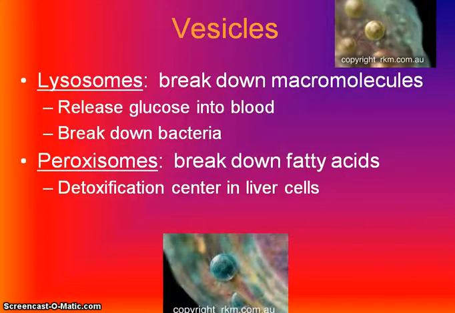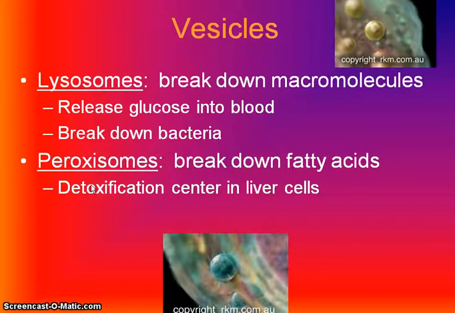There are many different types of vesicles that are inside the cell. Two of them that we'll discuss are lysosomes and peroxisomes. Lysosomes are going to break down macromolecules, so large molecules such as big sugars, carbohydrates, and they will help to release glucose into the bloodstream. They can also break down bacteria that enter the body. And they're just these little spherical shapes.